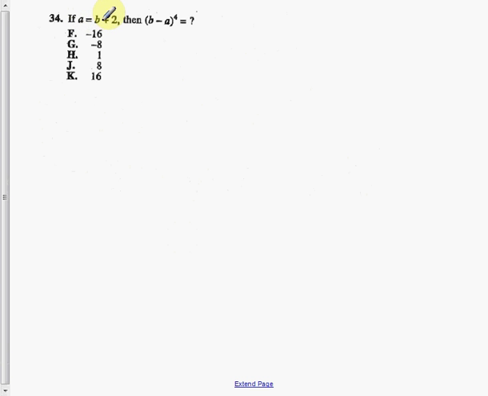So if a is equal to b plus 2, then what is b minus a to the 4th power? Well, simply, with this if statement, we're going to try to get b minus a. If a is equal to b plus 2, then if I subtract a on both sides, and subtract 2 on both sides, I get negative 2 is equal to b minus a. Do you see that? So now we need to find b minus a to the 4th.